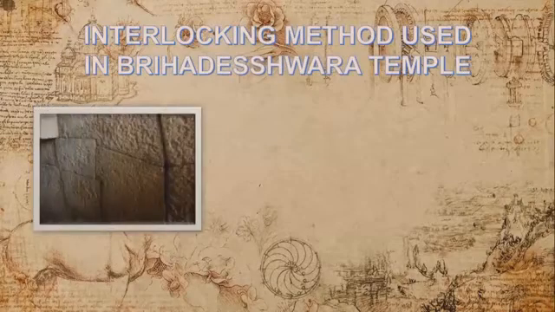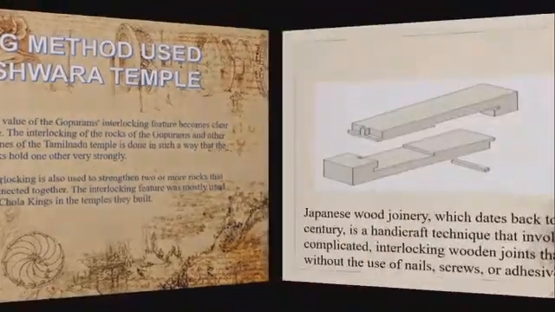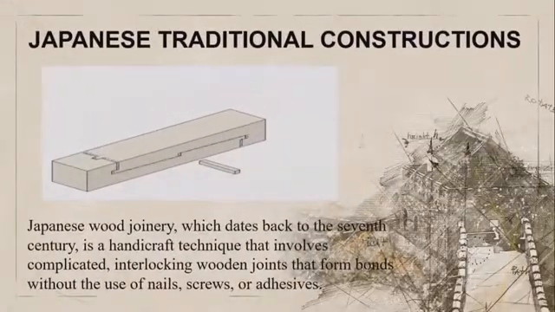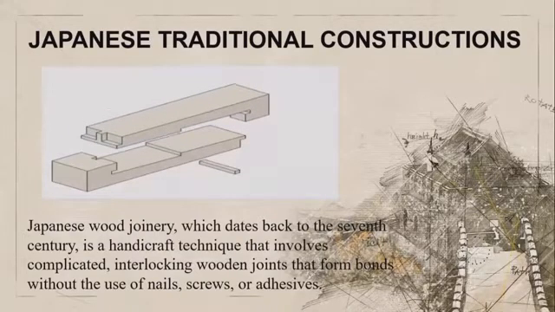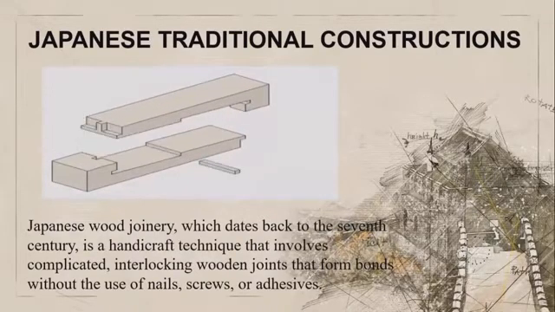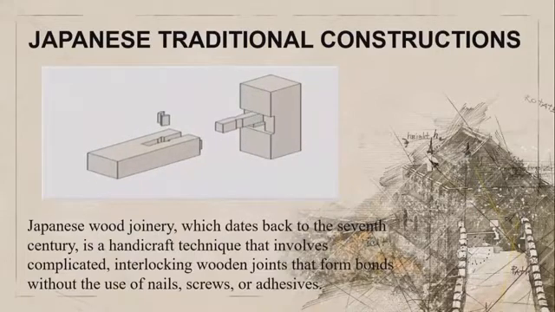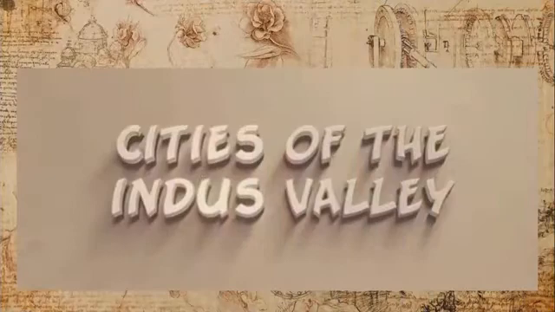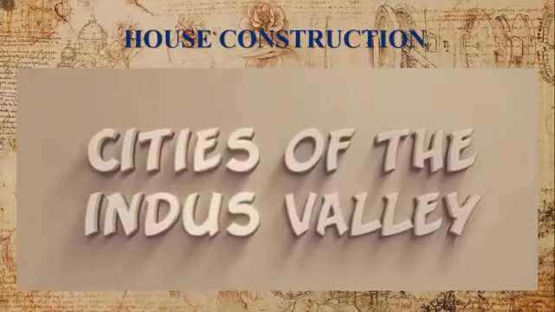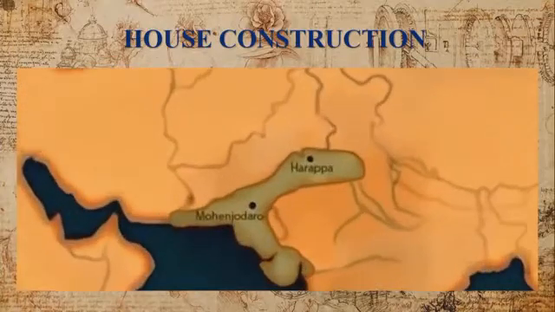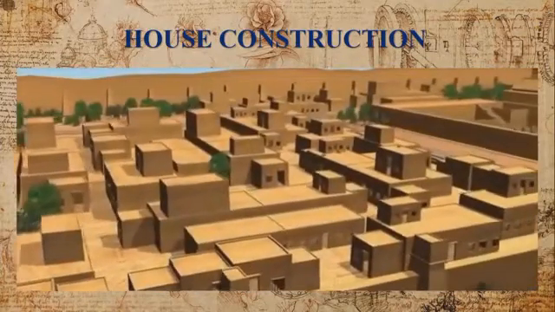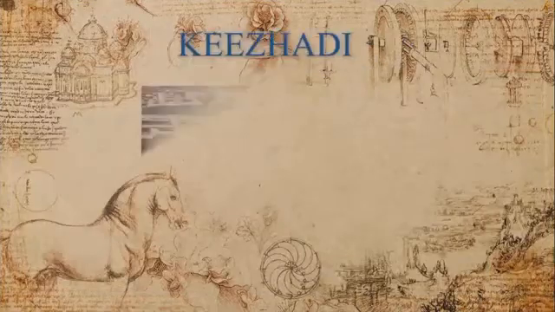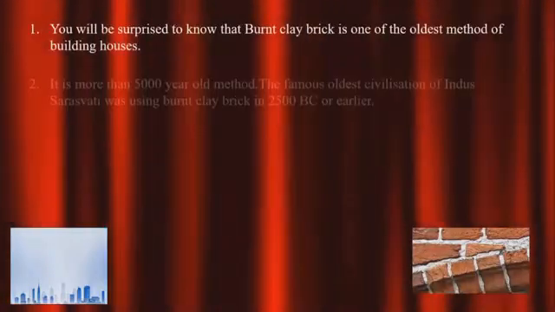The method used in the Brihadeeshwara Temple is the interlocking method, which is also used in Japanese construction. The Japanese wood joinery, which dates back to the 7th century, is a handicraft technique that involves complicated interlocking wood joints that form bonds without the use of any nails and screws. The mud clay was also used as a mortar to construct houses in the Indus Valley civilizations, such as the cities of Mohenjo-daro and Harappa. It has also been used in Keeladi also. So these are the marvelous methods used in the most ancient constructions.